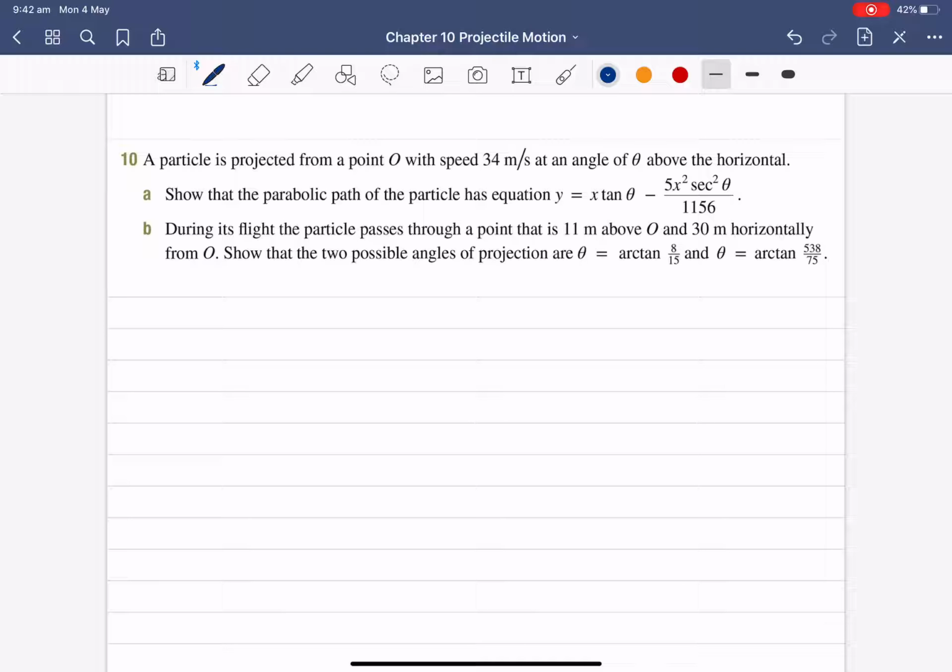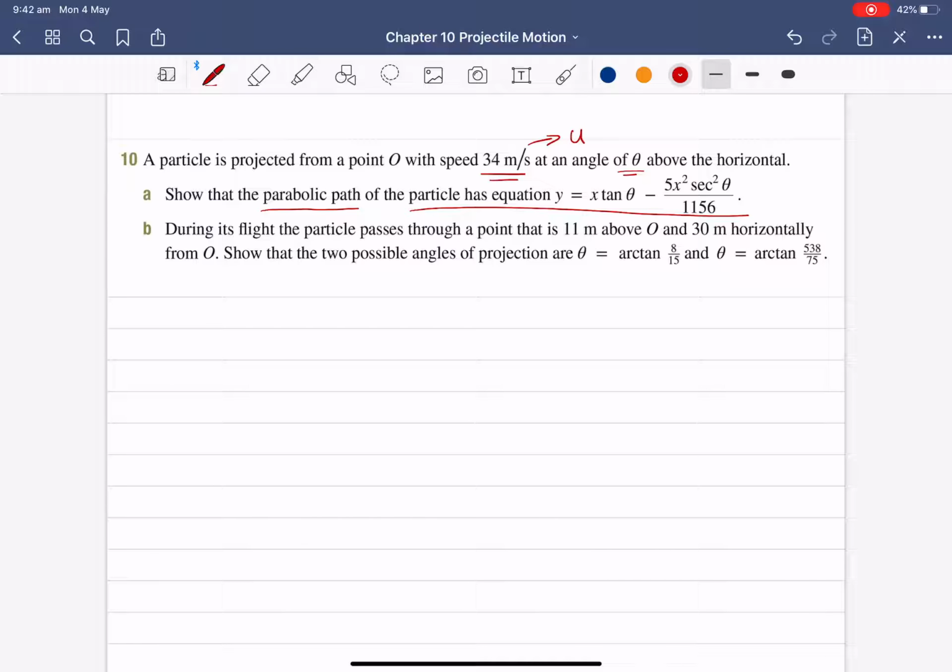Okay, so speed, that's v or u, and then theta is the angle. We don't know what theta equals. Show the parabolic path of the particle has an equation of that. Okay, that's just the one we just did. That should be quite easy to do.